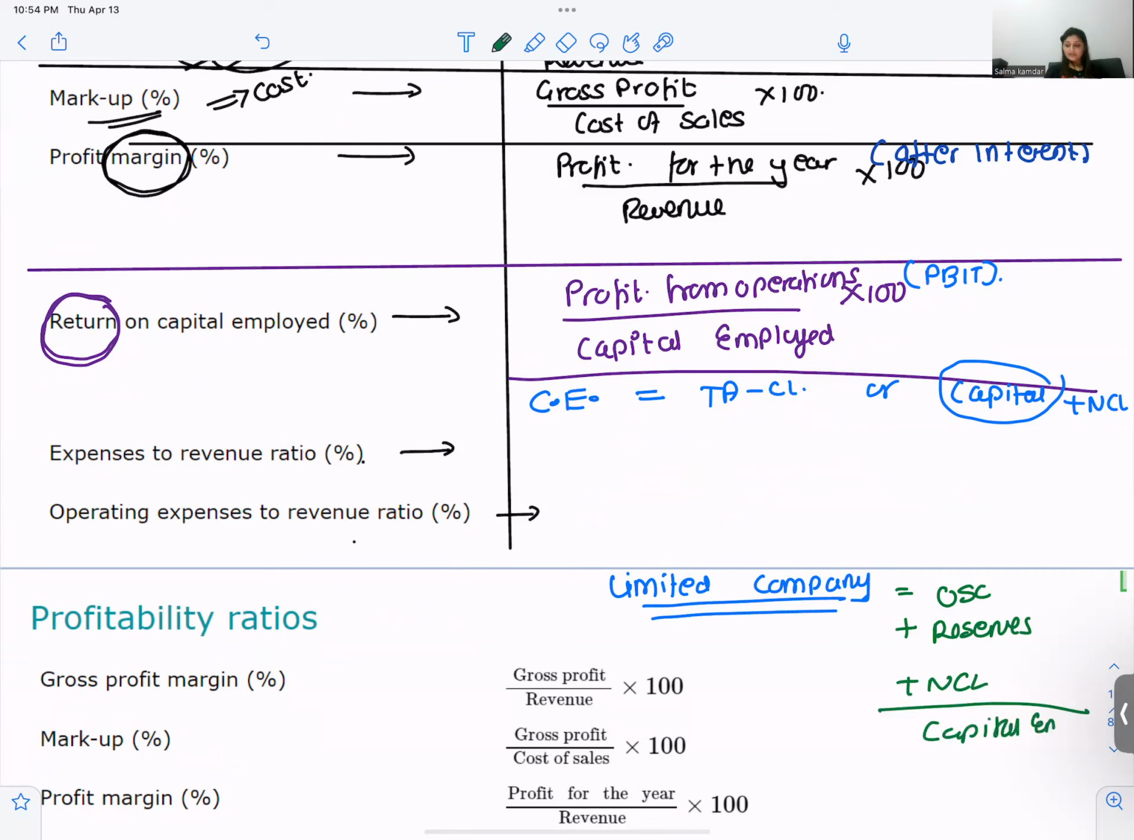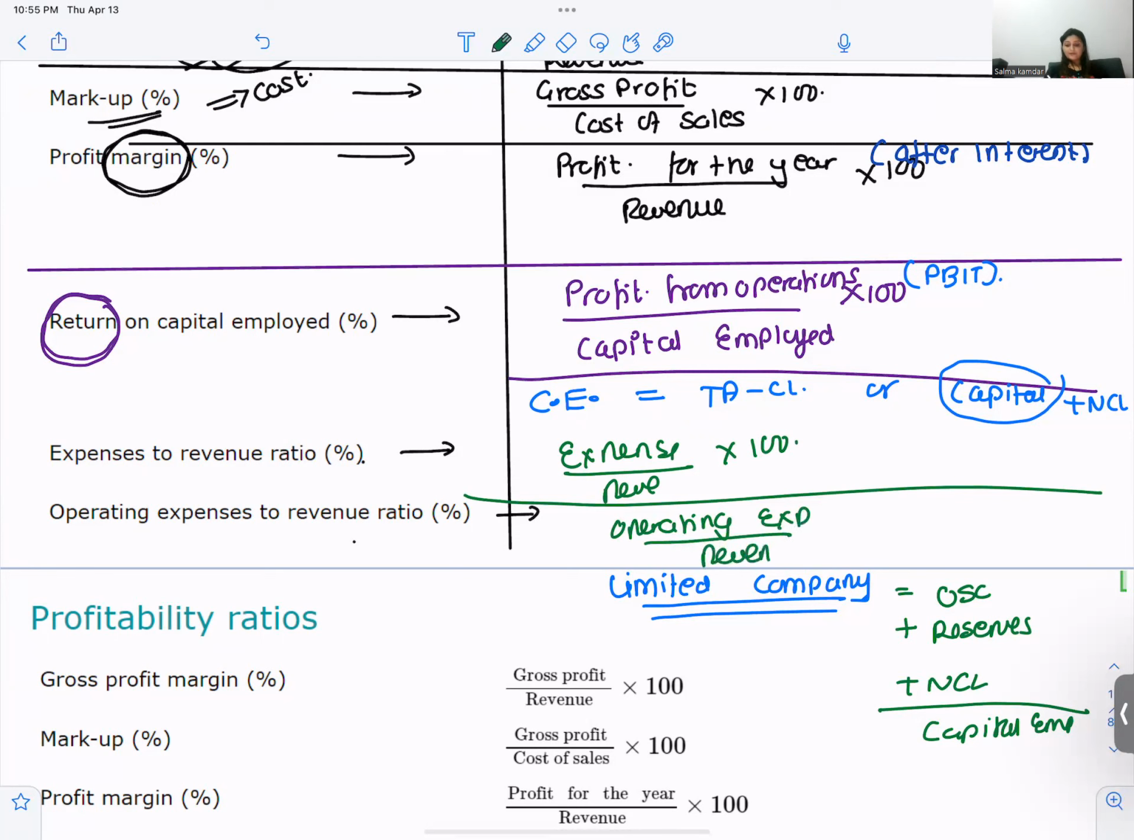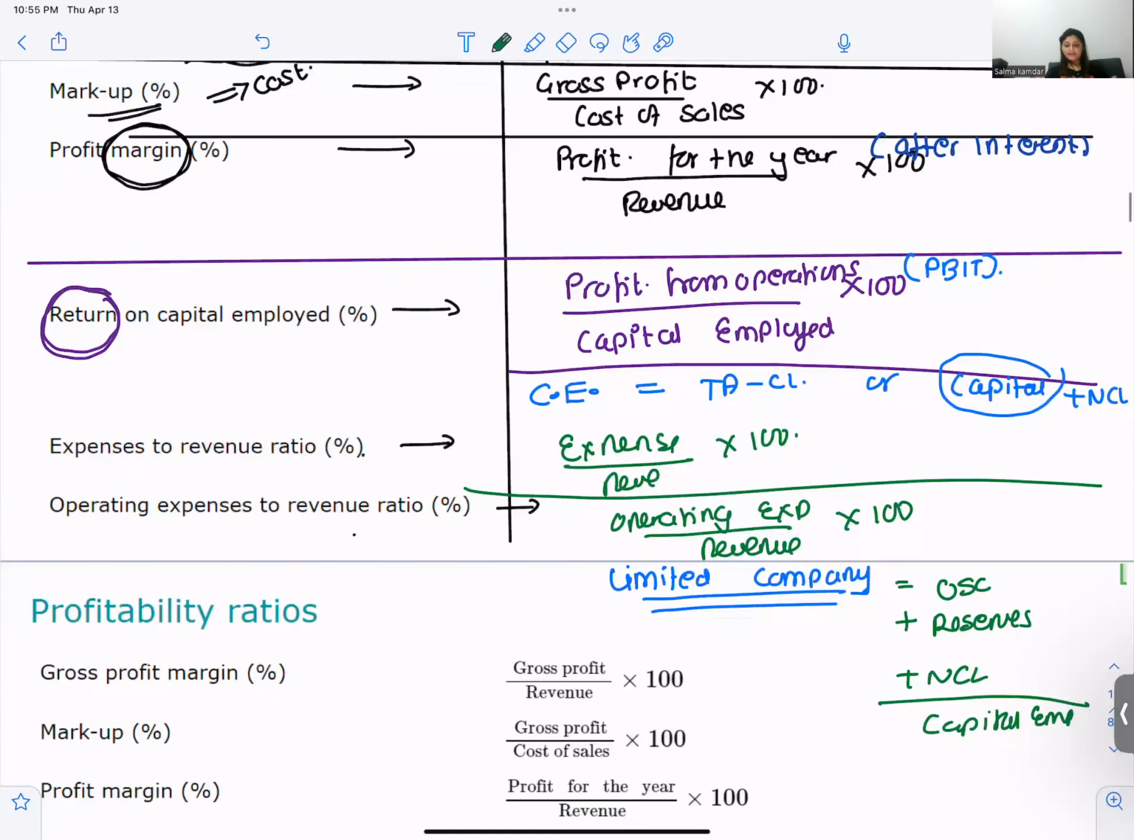What is the formula for expense to revenue ratio? Expense divided by revenue into 100. What is the formula for operating expense to revenue? Operating expense divided by revenue into 100. Operating expense over revenue into 100. So you know all your profitability ratios, right?